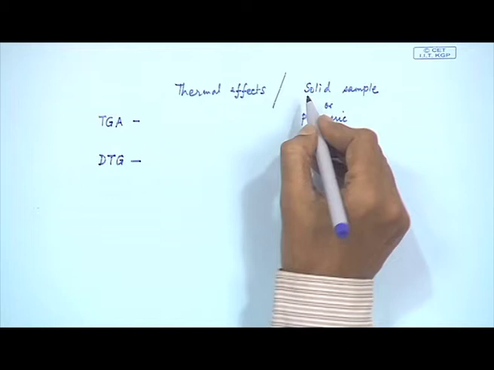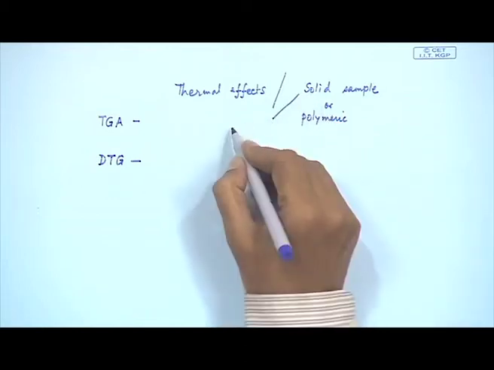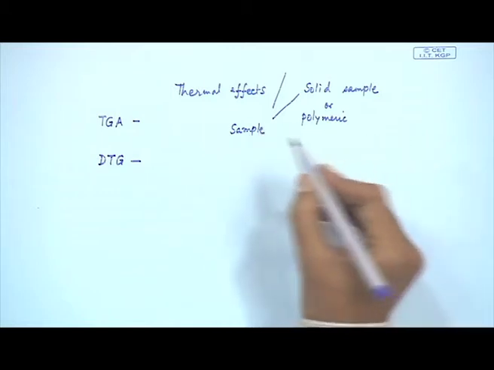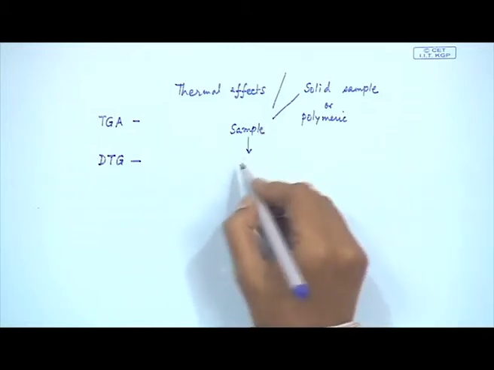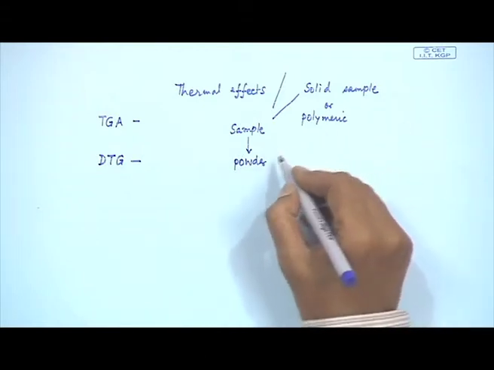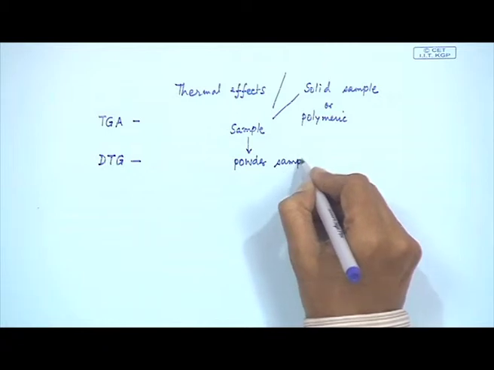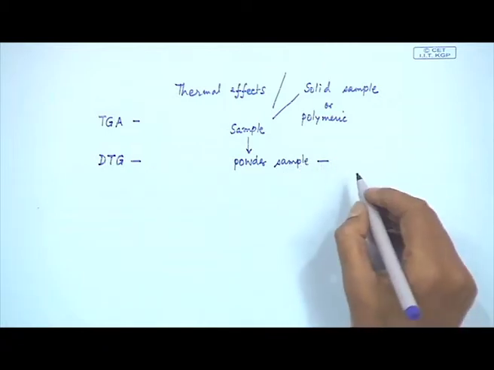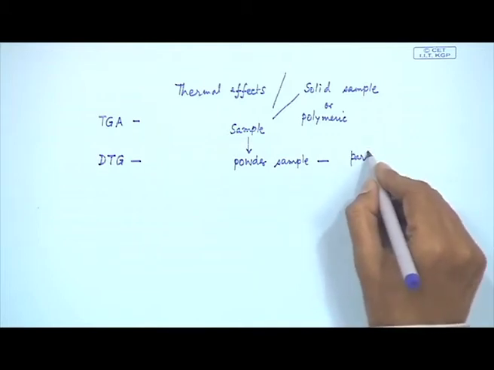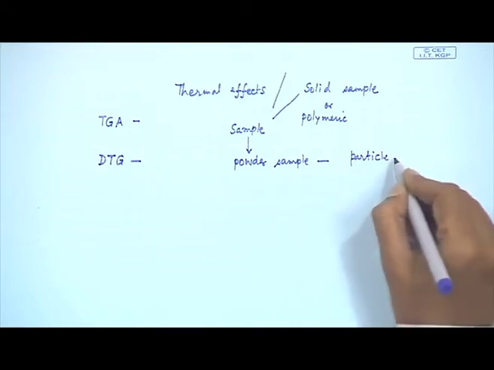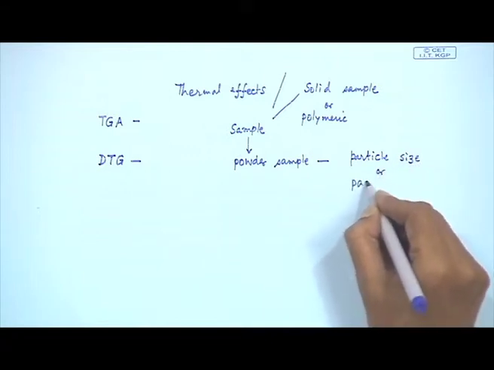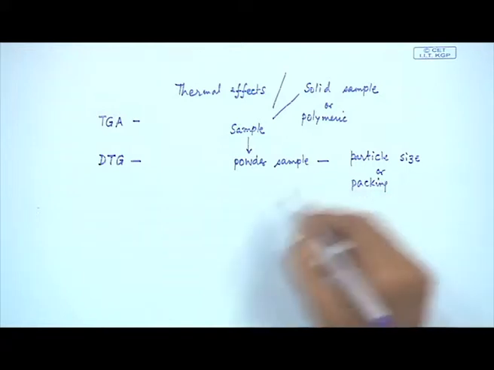And the nature of this particular sample, that means the sample characteristics, is very important. Suppose we have some powder sample which is finely powdered. So, the particles that are present and the type of packing, both are important.